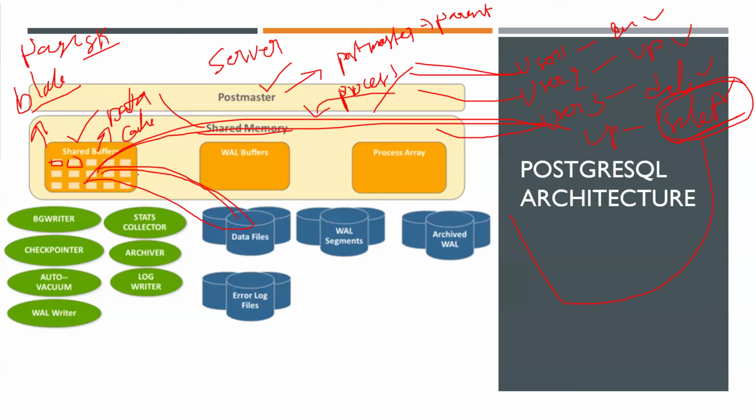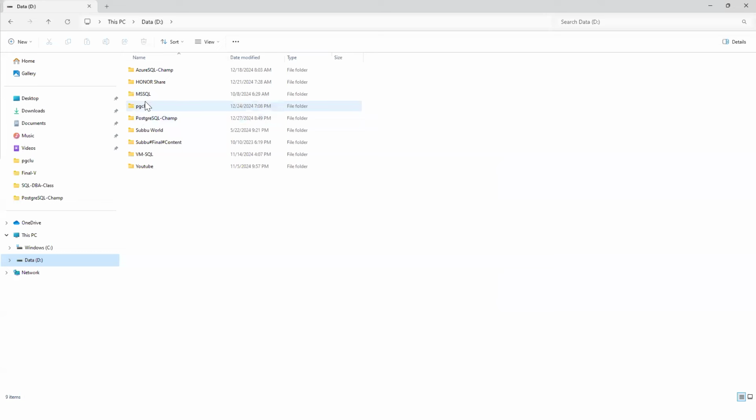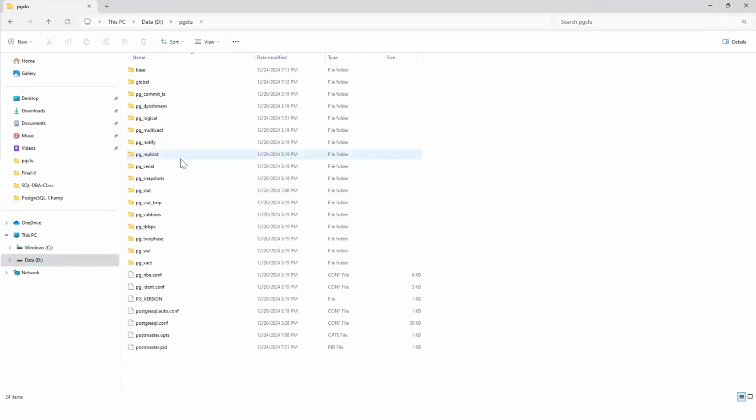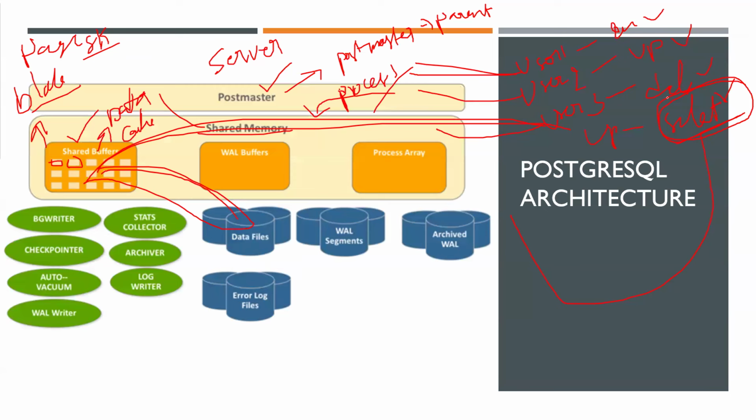I will show you where I can see that process ID. Once you start the connection, for example, this is my PostgreSQL engine, but currently not started. There will be one process ID. Are you able to see everyone's PID? Yes. Like this, you will get the process IDs.